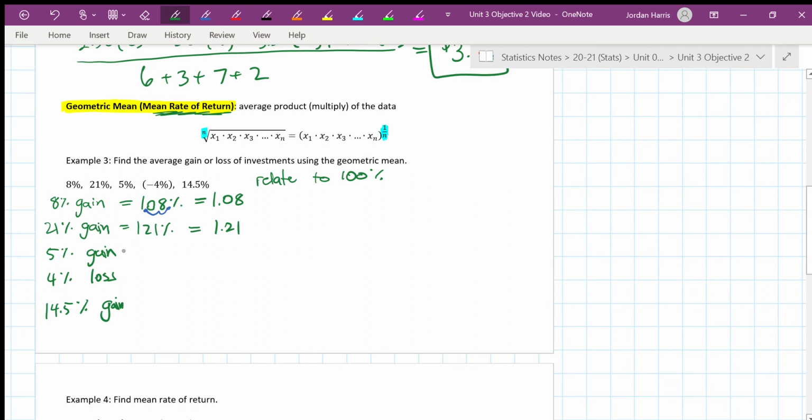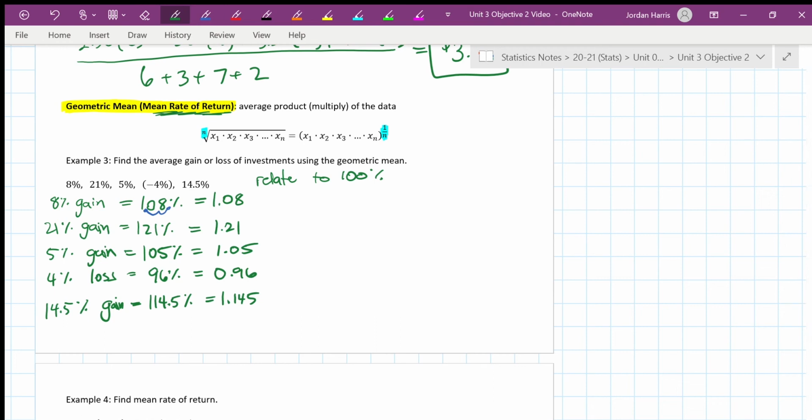Move the decimal twice. Okay, 5% gain means 105%. Move the decimal twice, 1.05. 4% loss means I'm 4% under 100, so that's 96%, right? I'm 4% below 100%. So 0.96. And 14.5% gain is 114.5%, or 1.145. Move the decimal twice to the left to convert.